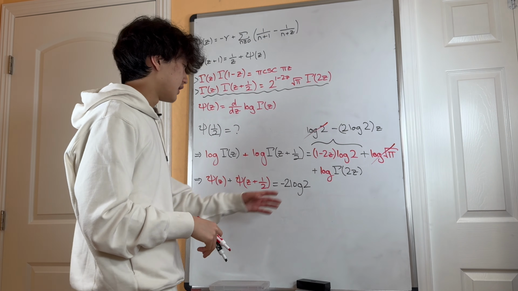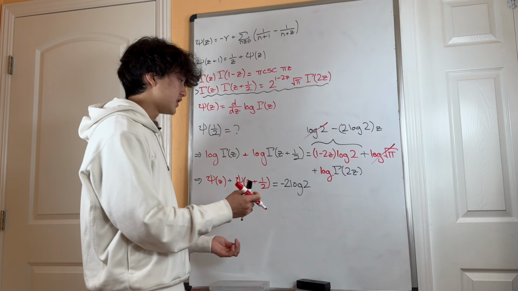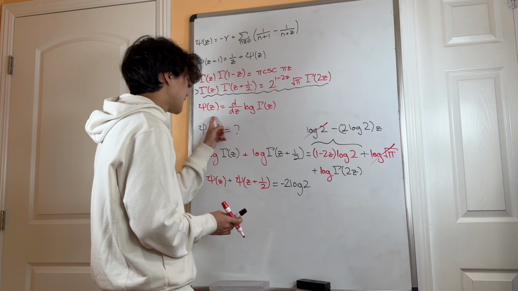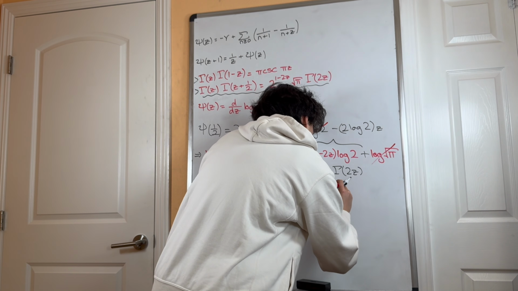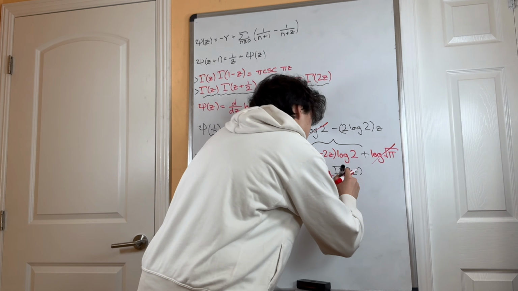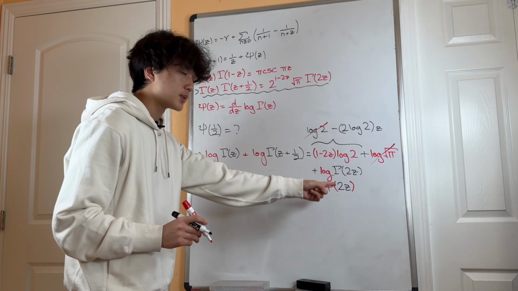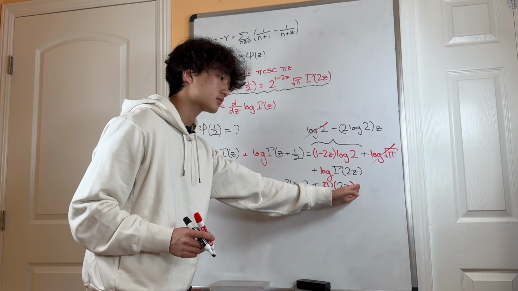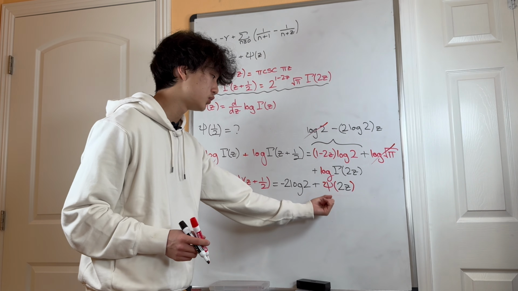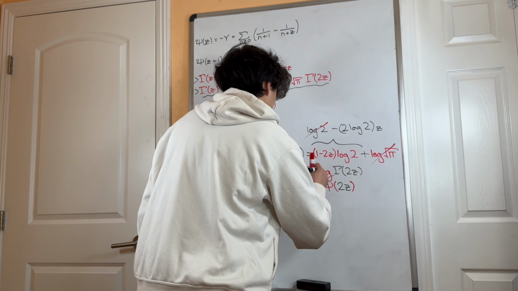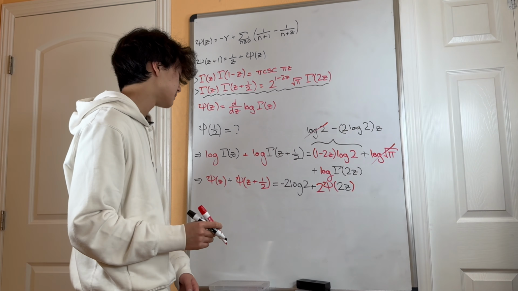And then here you're also taking the derivative of this term. Once again, when you take the derivative of log gamma, you get the digamma function. So we're going to have plus the digamma of 2z. But we're taking the derivative, so you have to use the chain rule. The derivative of 2z is just 2, so you multiply by 2 on the outside of this term. So 2 times the digamma of 2z.